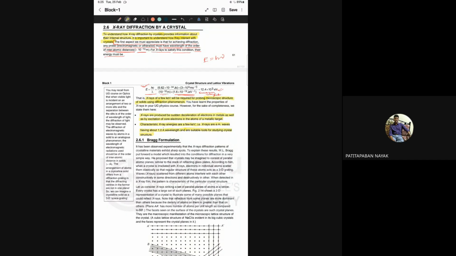Why X-rays? Why not visible light? Why not UV light? Why not infrared light? Why not radio waves? Why only X-rays for determination of crystal structure? To understand that, the first aspect we must appreciate is that for any diffraction effects to take place, the wavelength of the probing light, which here is X-ray, should be of the order of the interatomic distance, or the size of the object.